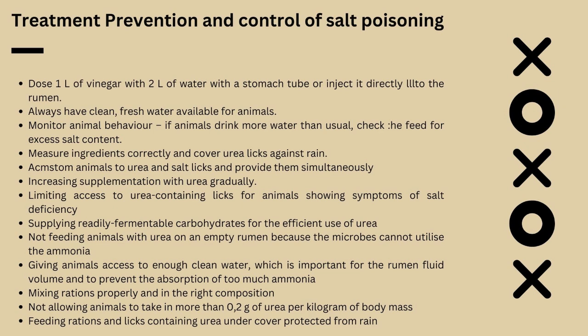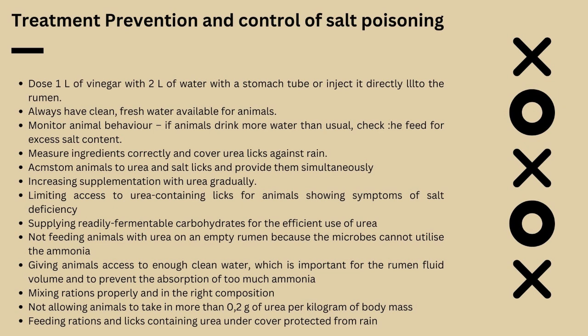Accustom animals to urea and salt licks and provide them simultaneously. Increasing supplementation with urea gradually. Limiting access to urea-containing licks for animals showing symptoms of salt deficiency. Supplying readily fermentable carbohydrates for the efficient use of urea. Not feeding animals with urea on an empty rumen because the microbes cannot utilize the ammonia.